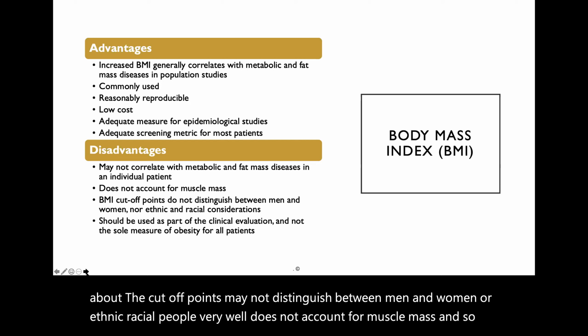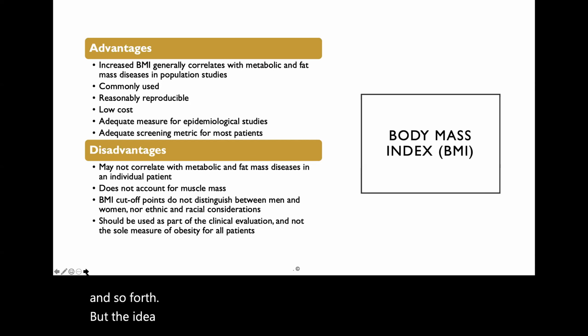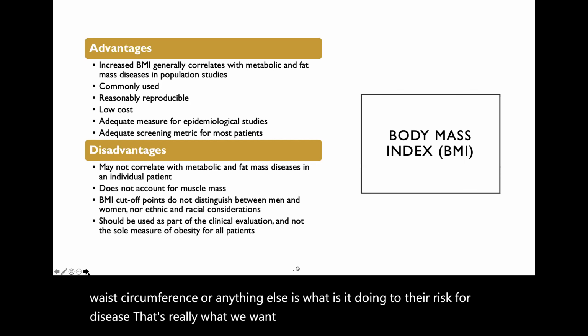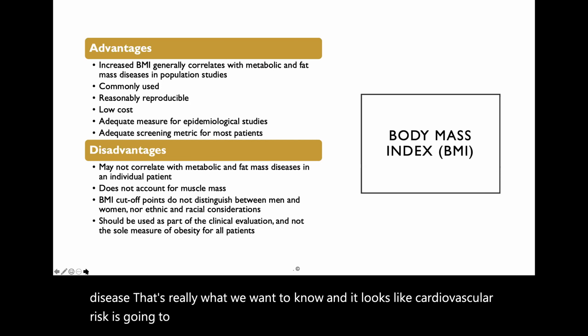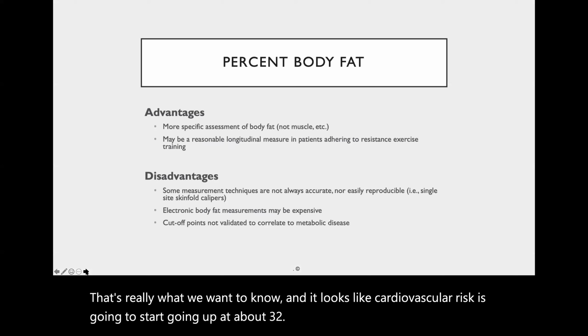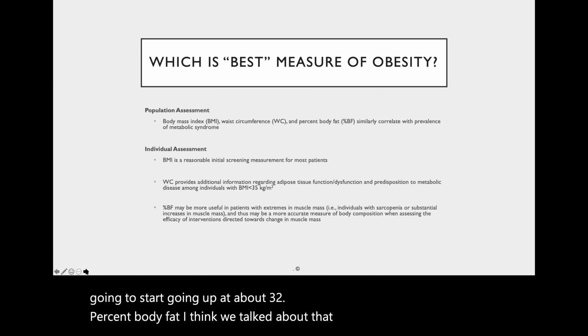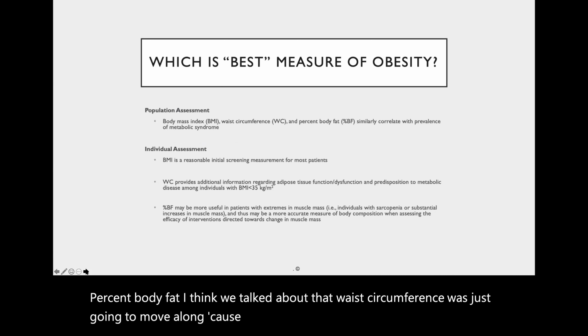But the idea is that the only reason we really care about BMI or waist circumference or anything else is what it is doing to their risk for disease. That's really what we want to know. And it looks like cardiovascular risk is going to start going up at about 32%. Body fat, I think we've talked about that. Waist circumference, we're just going to move along because I talked about that.